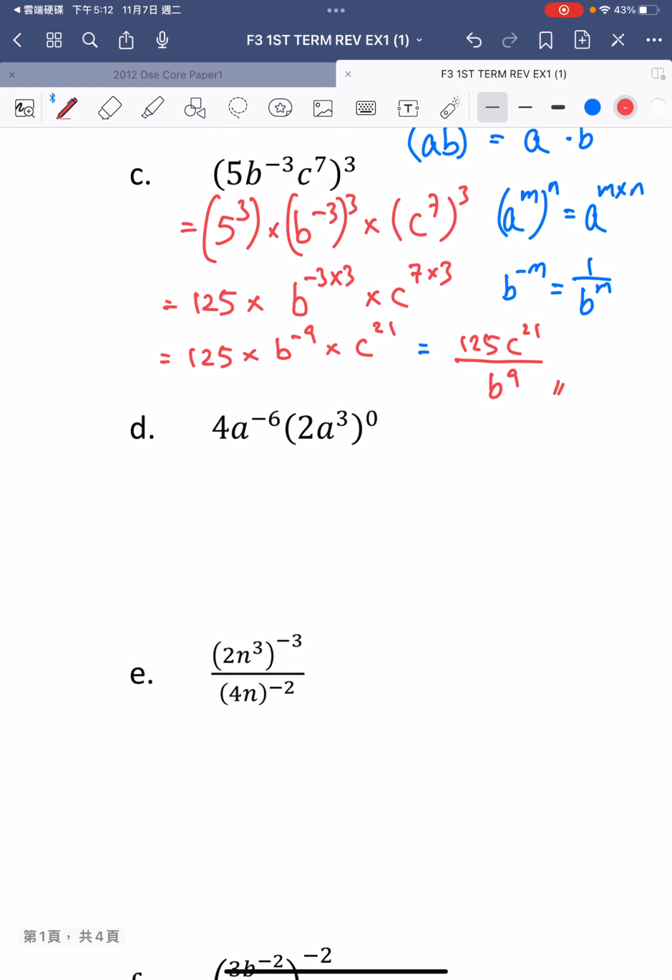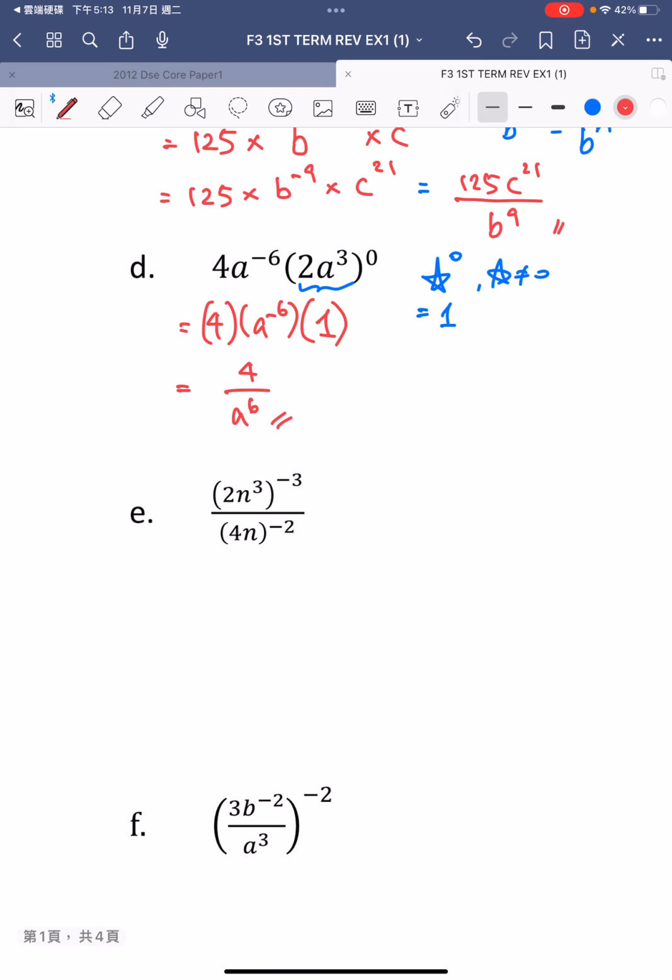For part D, we need to understand that anything to the power of 0, when the anything is not equal to 0, is equal to 1. So for this part, the whole thing to the power of 0 is equal to 1, but we still have the front. We have 4 times a to the power of negative 6 times 1. Here we have a negative power, so we use this formula to move it to the denominator to get 4 over a to the power of 6.